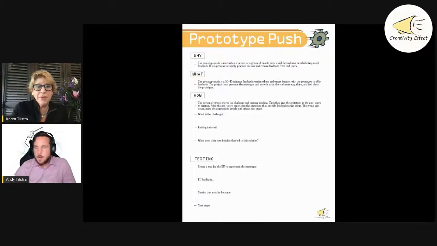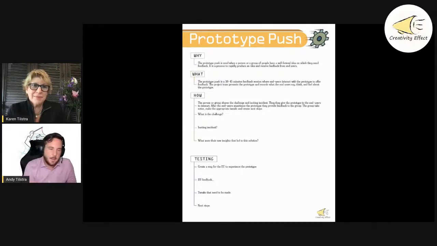So a prototype push is done when you bring the group to the innovation space and you have the participant with the prototype who then explains what the challenge is that they first discovered or first thought of solving with their prototype. So what is the challenge? And then the second question that the participant with the prototype should explain to the group giving feedback is, what was the inciting incident? What was the moment that the person creating the prototype decided that I need to fix this? And then the third thing is, what are the new insights that the prototype creator used to design the prototype? Why does it look the way it looks?